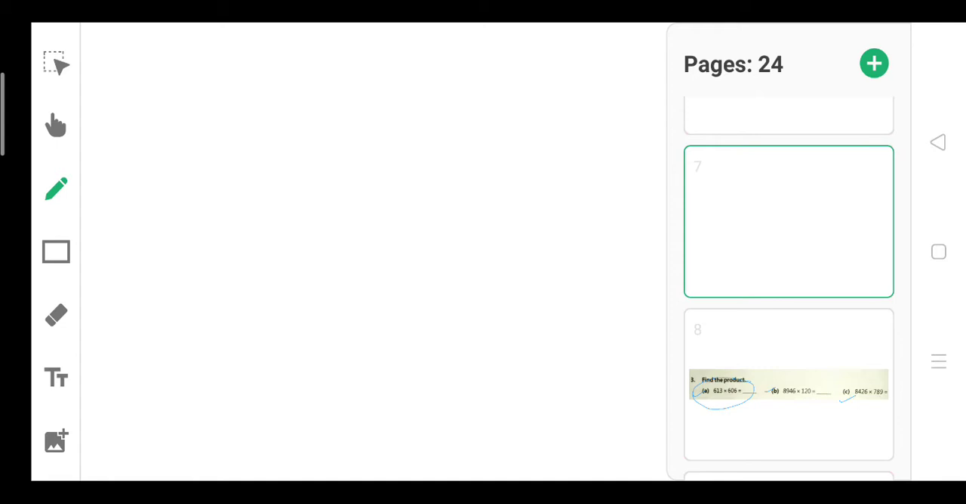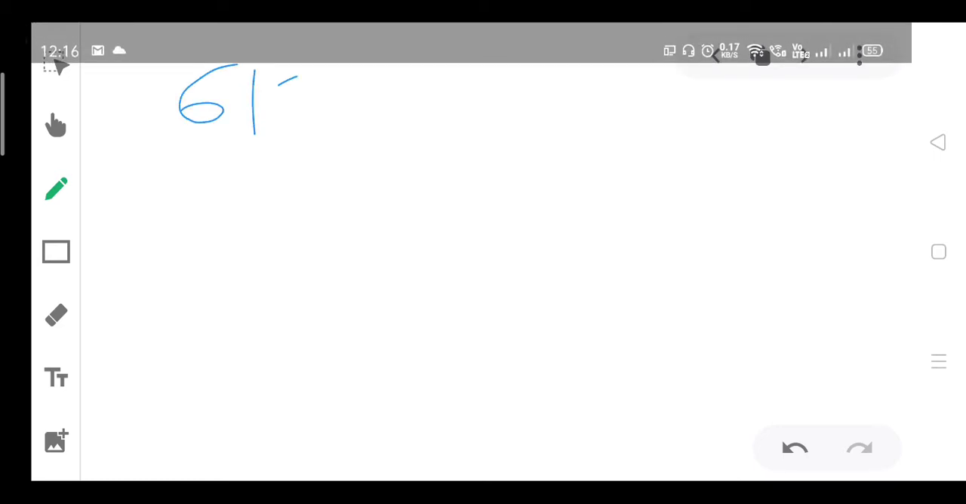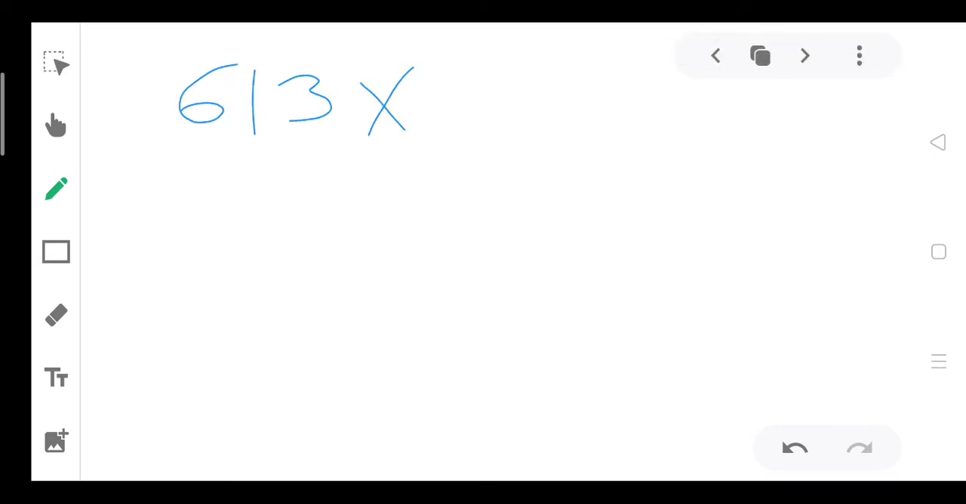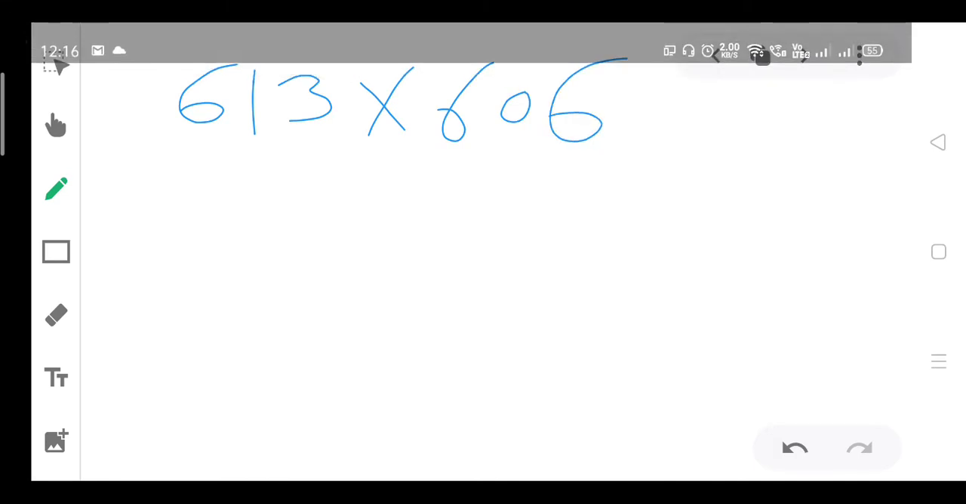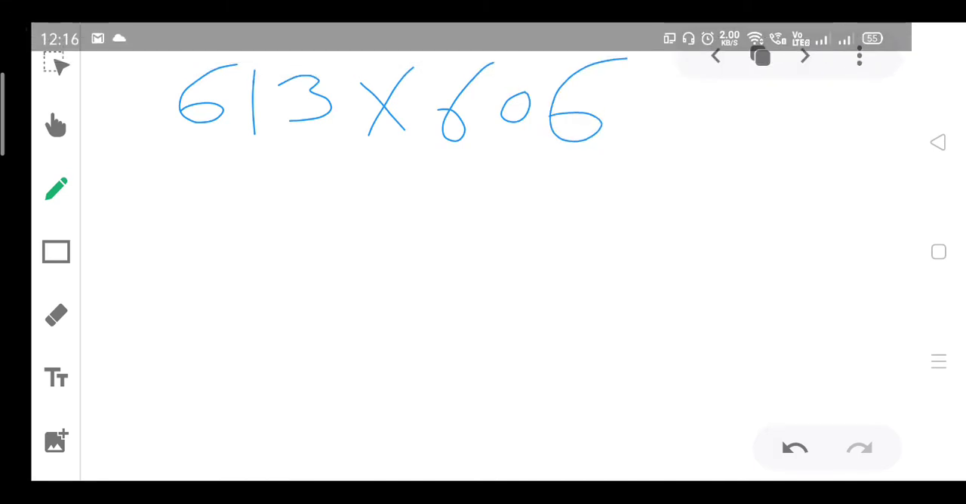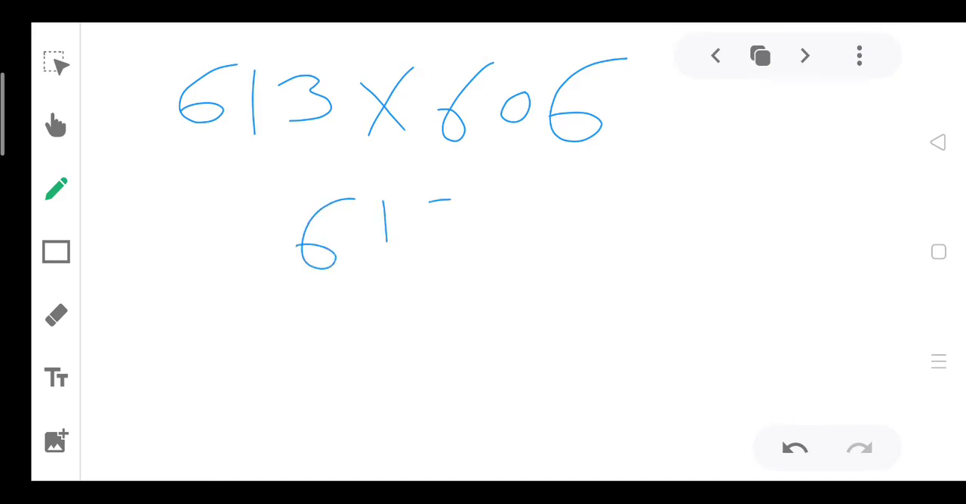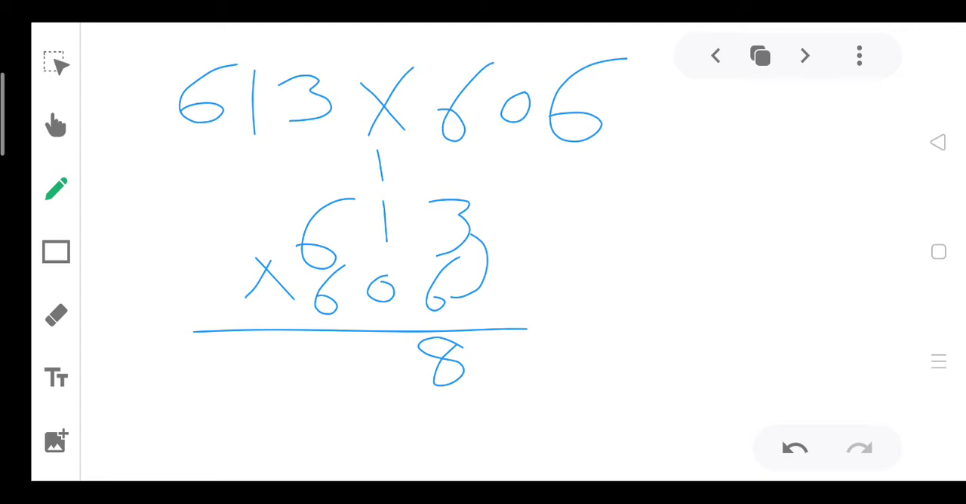So here I am going to explain this. The question was 613 you have to multiply by 606. So our first step is, we will write this in vertical form. We will start multiplication from the right side. 6 3s are 18, 1 goes as a carry, 6 1s are 6 and 1 is 7, 6 6s are 36.